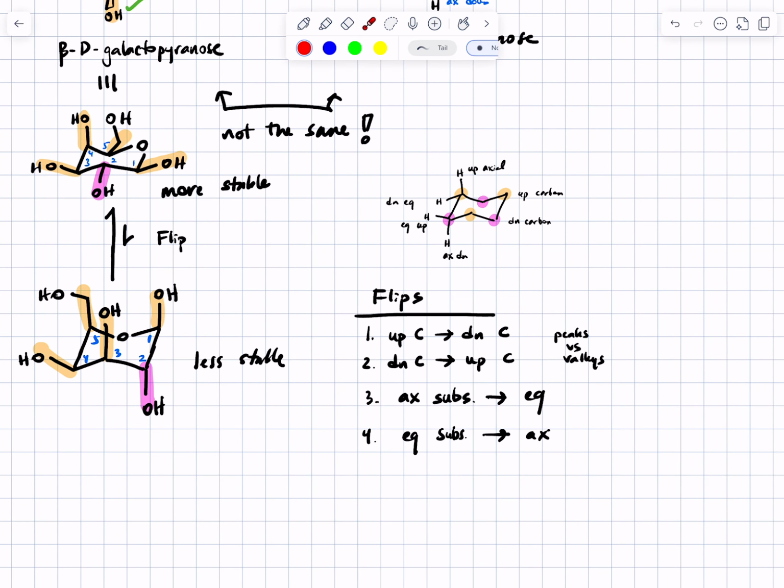Look at what we just did with chair flipping. The OH group on carbon 1 that was equatorial is now axial. And look, carbon 1 that used to be at a valley position is now at a peak position. However, for the substituents, up substituents stay up. Up and down for substituents does not switch for chairs, and down substituents stay down, okay? You gotta get all 6 of those to do this correctly.